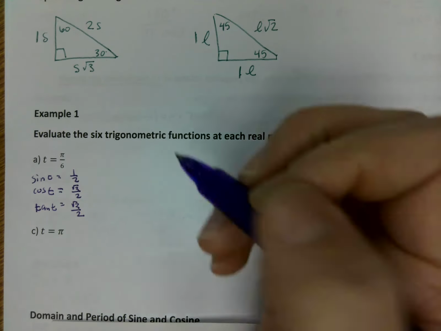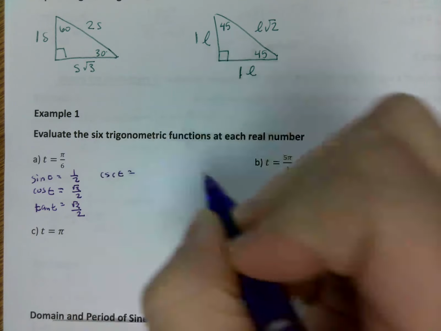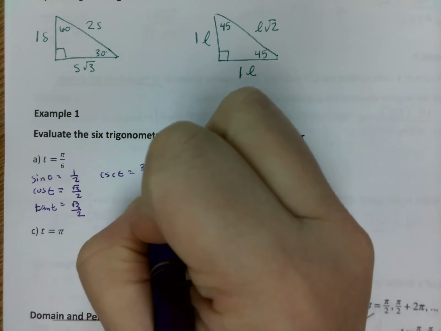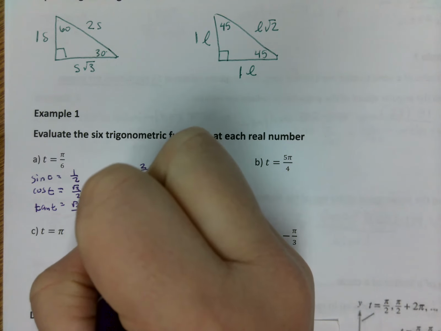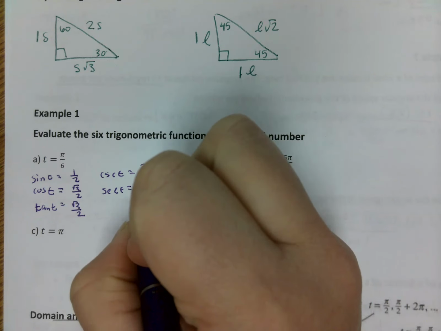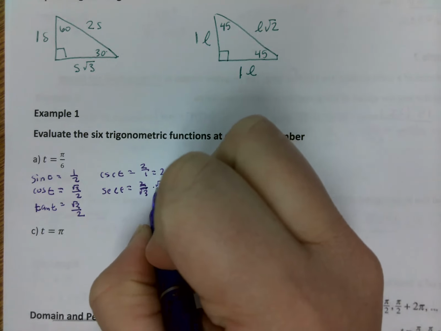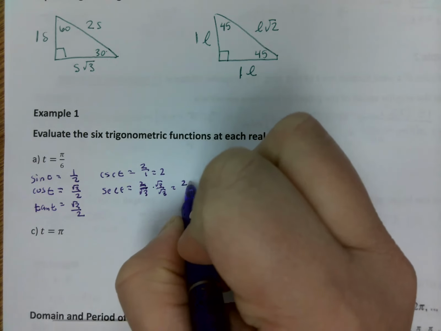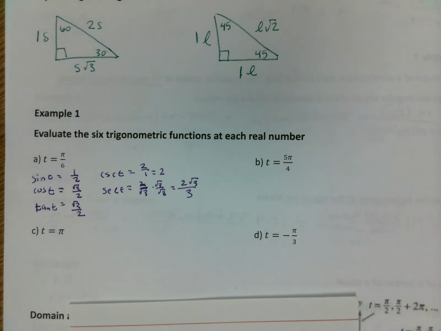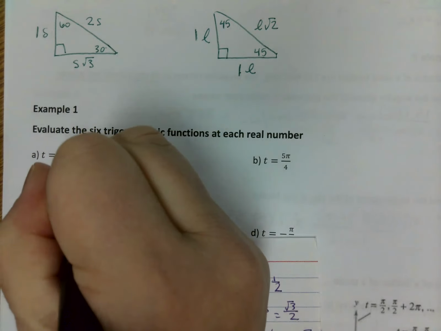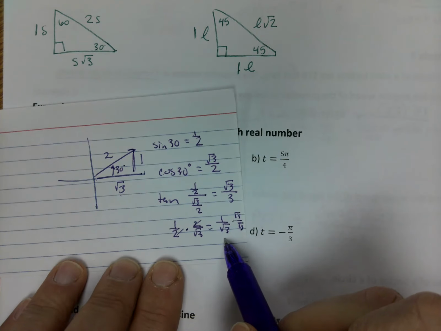Now if I want the other 3 trig functions, sine and cosecant are reciprocals, so this would be 2 over 1, or just equal to 2. Cosine and secant are reciprocals, so the reciprocal is 2 over square root 3. But again, I don't want to keep that square root 3 on the bottom, so I have to rationalize that. So 2 square root 3 over 3. And last one, I could take the reciprocal of that. However, this should be a 3 right there, sorry. If I go back to this right here, this is where we rationalize that.